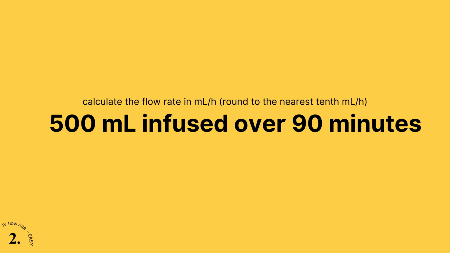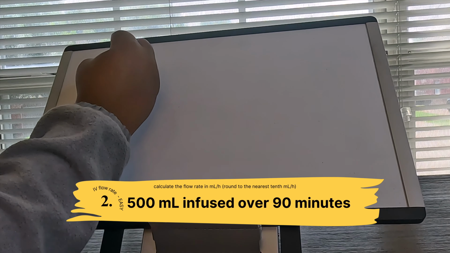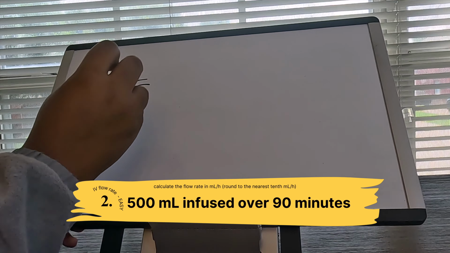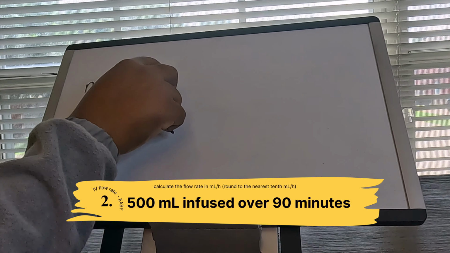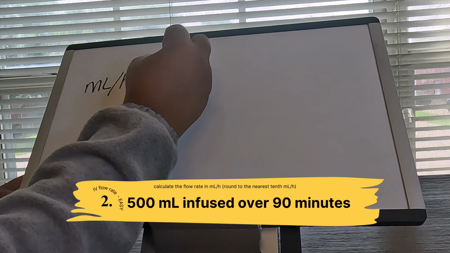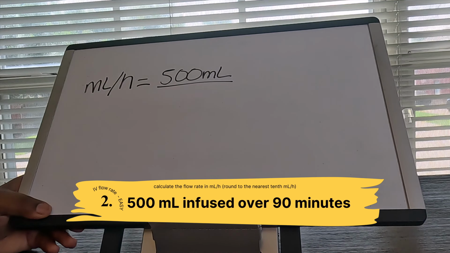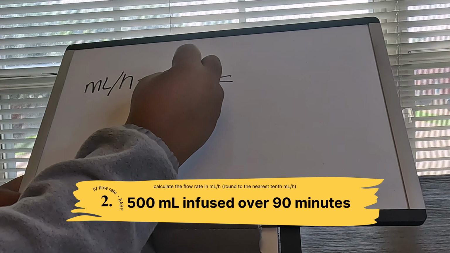Now that I've shown you how I do dosage calculations in 5 steps, I'm going to demonstrate how to solve this problem that you see on your screen. We're doing milliliters an hour. Remember, going back to our basic conversions, there should be a milliliter right next to it. So 500 milliliters. And what do we have? We have it over 90 minutes.